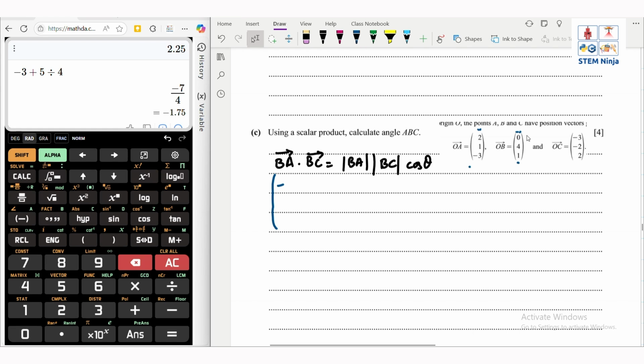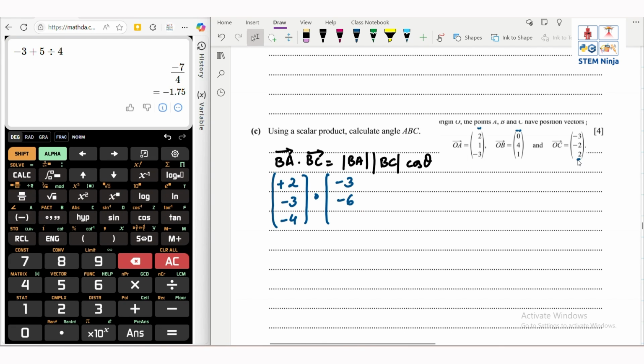So A minus B, sorry. So 2, 1 minus 4 minus 3, and minus 3 minus 1 is minus 4. Dot BC, that means C minus B. So minus 3 minus 0, minus 2 minus 4. So 2 minus 1 is just 1.